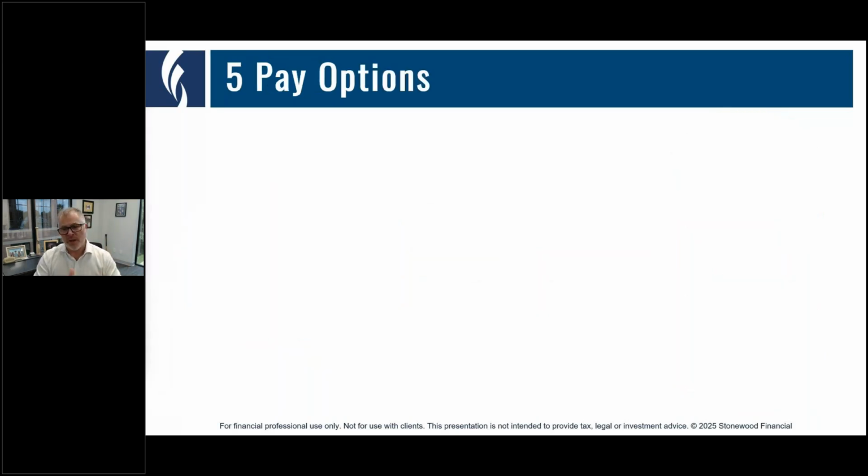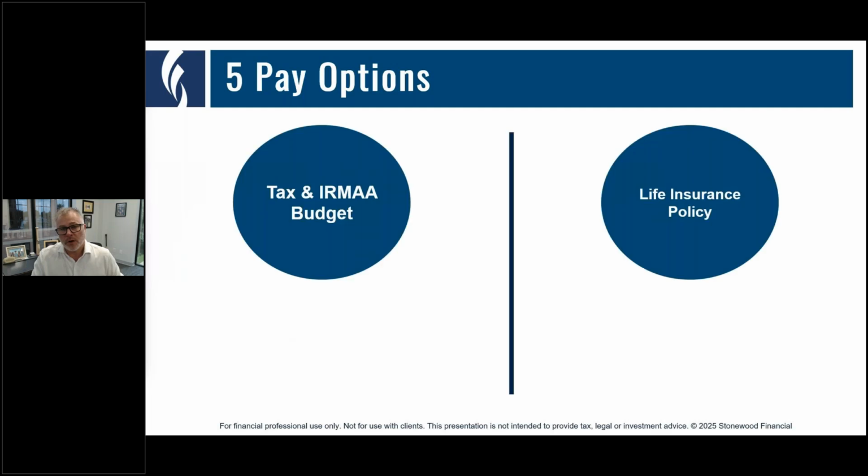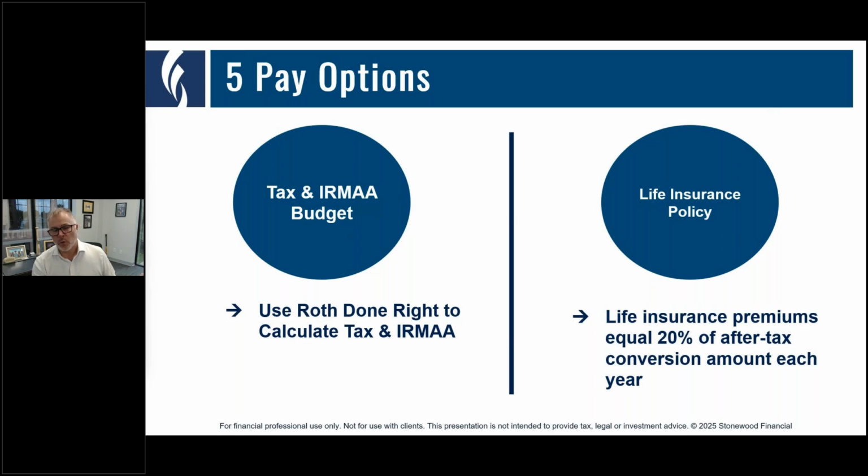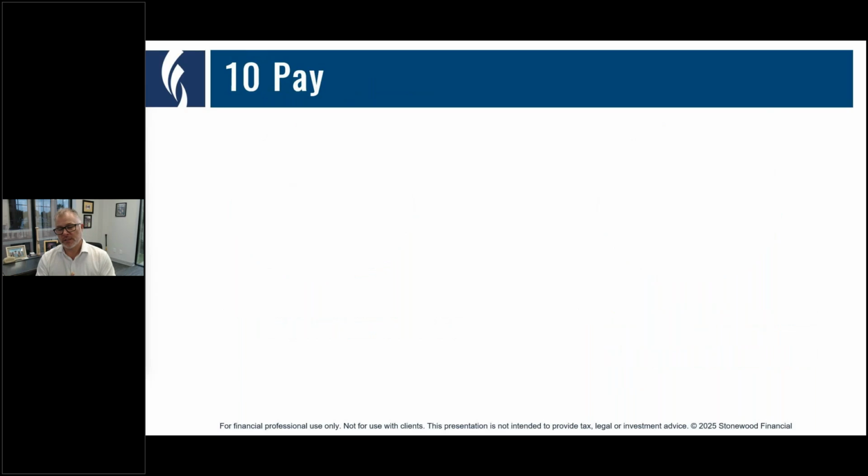Okay, what about the 5-pay? That is a little bit more simple approach. You've got your tax and IRMAA budget, you've got your life insurance policy. It is still important to use the Roth Done Right to calculate the tax and IRMAA. You're going to use that page I showed you before. And then for the 5-pay, you're just going to take that amount, divide it by 5, and that's how much goes to the tax and IRMAA. The balance of it obviously goes to the life insurance policy.